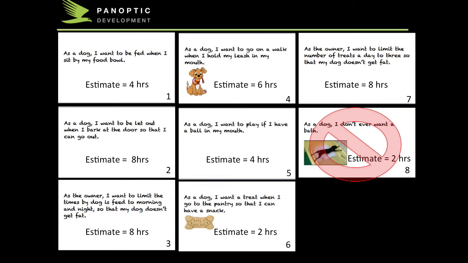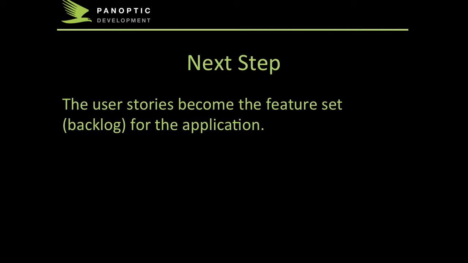And in this particular case, we're not going to do the last one here, which is as a dog, I don't ever want a bath, because we can't guarantee that we're never going to give our dog a bath. So we're going to drop that user story. Once the user stories have been defined, they've been estimated, and you have a semi-idea of the prioritization of the user stories, these then become the feature set or the backlog for the developers to start building the application.